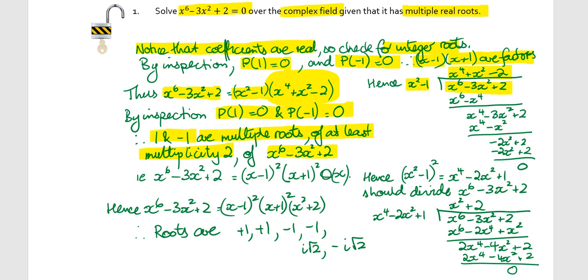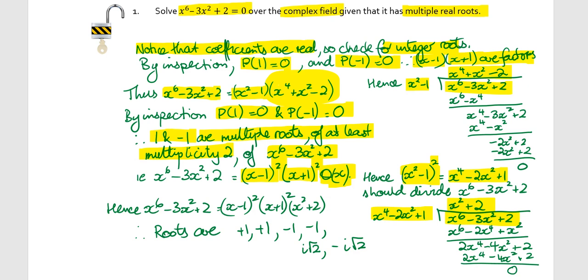for x to the 6 minus 3x squared plus 2, it's going to equal at least x minus 1 turning up twice and x plus 1 turning up twice, and then something else. So now, knowing that they turn up twice, if we look at what x squared minus 1 squared is, because that's what x minus 1 times x plus 1 is, and we've got that squared, that equals that. If we divide that into our original polynomial, then what we get with our long division is x squared plus 2.